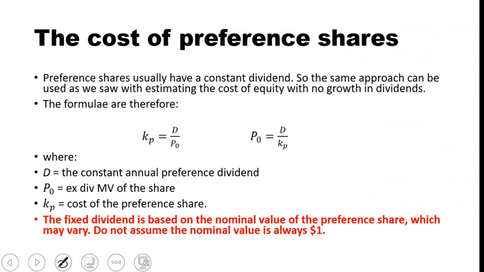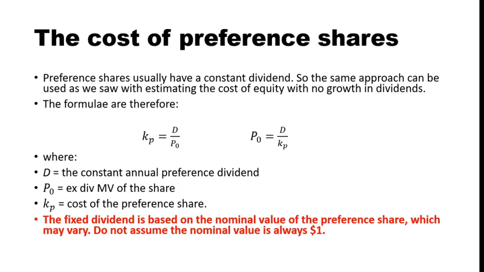Now let's talk of the cost of preference shares. The cost of preference shares can follow the formula of an irredeemable debt. We just use the same principles which we did when we were using the irredeemable debt, or when we're calculating KE, where the dividend is constant.